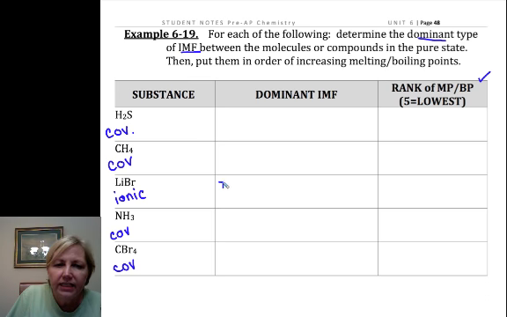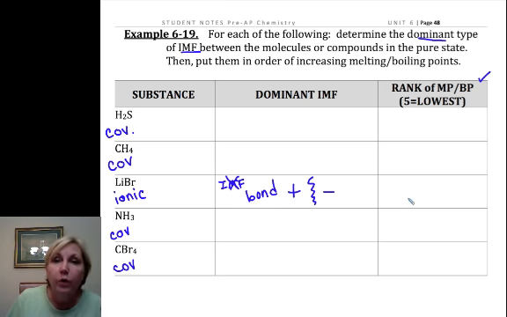Now, ionic doesn't have a dominant. It's not really technically an intermolecular force. I don't really like calling that. We're actually breaking a bond, and that takes a ton of energy. Full positive cation, full negative anion, and we're breaking that bond that requires a lot of energy, so that's going to have the highest melting point.